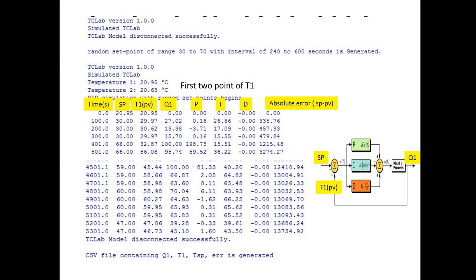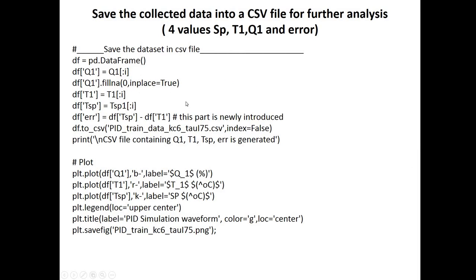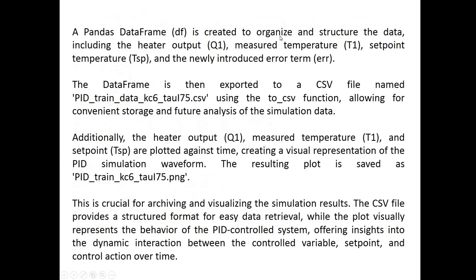You can see this is the format of the data you will be generating, that is 5400 lines of data. The time, set point, T1, Q1, PID, and there is something called an absolute error. You can see in the diagram SP is here, T1 is here, Q1 is here, and the PIDs are here. The CSV file will contain all these values. Now save the selected data into a CSV file, that is nothing but your data set.